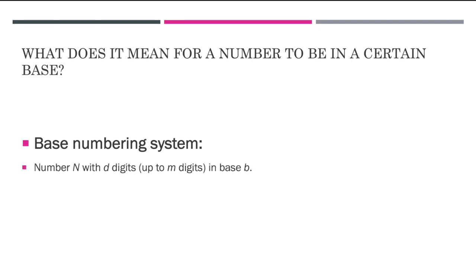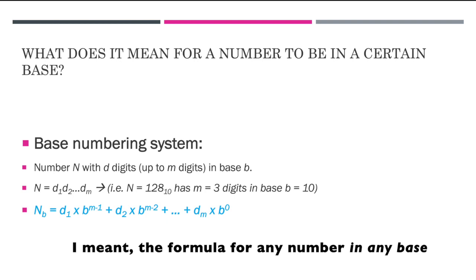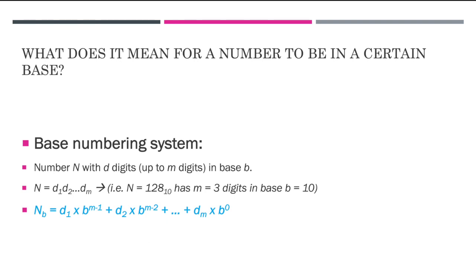So a number n, like we saw 128, with d digits, 128 has 3 digits, continuing with our example, up to m digits in base b. Your number, like we said earlier, 128, has 3 digits, so m equals 3, and it's in base 10, so b equals 10. Now the formula for what 128 in base 10 would actually equal is the first digit times the base raised to the power of m minus 1. Now m, again, is the number of digits in the number. So that's the first term. The second term is the second digit times base b raised to the m minus 2. And you keep going and going until you get to the final digit times base b raised to the 0 power.